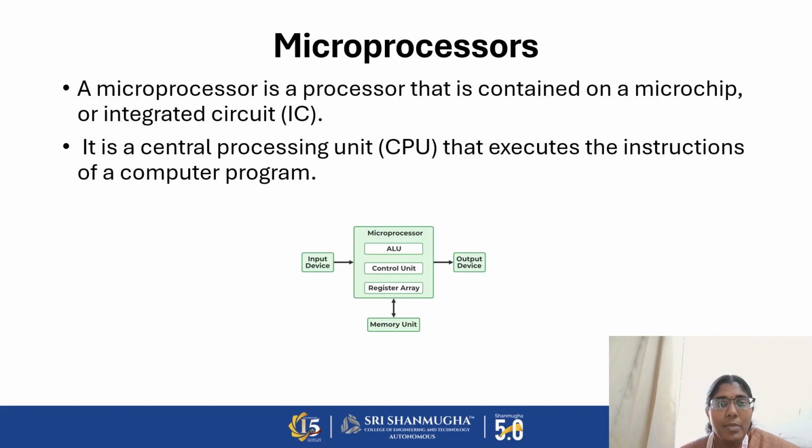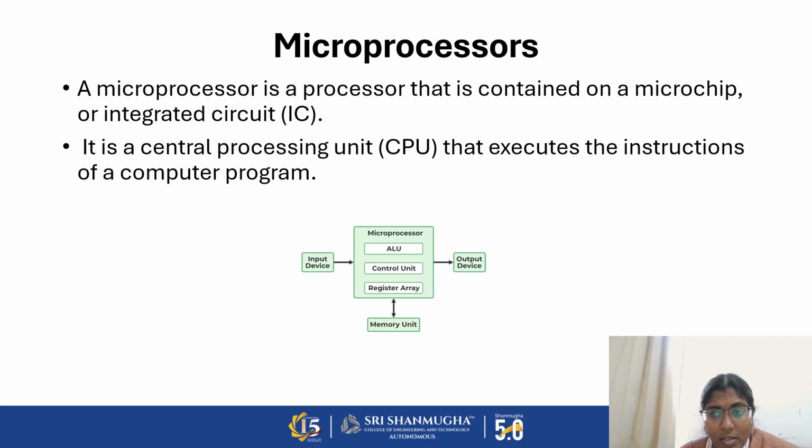So the next type of embedded processor is the microprocessor. The microprocessor is similar to a general purpose processor, but the size of this microprocessor will be very small, so that it can be placed in your IC or microchip. It is also a central processing unit. It executes the instructions of your computer program. So the user can control the embedded system with the help of the program code you are writing for your embedded system, right? That can be executed in the form of instructions, and those instructions will be executed with the help of this central processing unit.